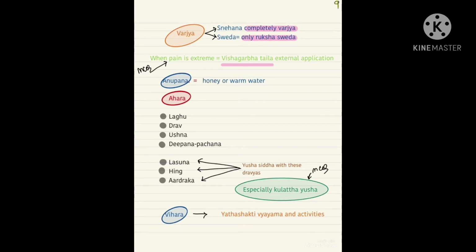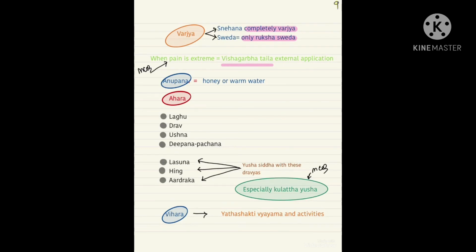So other than that, no other Sneha can be used or is to be used in the treatment of this type. Now what is the Anupan which is to be given with the dravyas or kalpas of this chikitsa? So honey or warm water, madhu and or warm water is to be given.